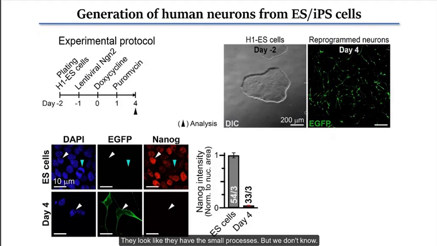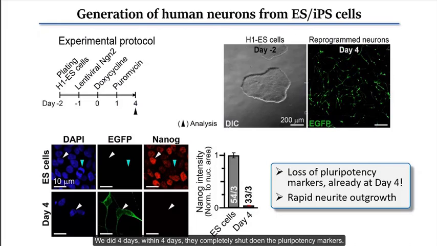At the same time, the stem cell marker NANOG, a strong stem cell marker, completely disappears within 4 days of transgene expression. They have this GFP to show which cells are which, and these cells stain completely negative for NANOG. Within 4 days, they completely shut down pluripotency. They have a rapid loss of pluripotent markers and rapid neurite outgrowth.